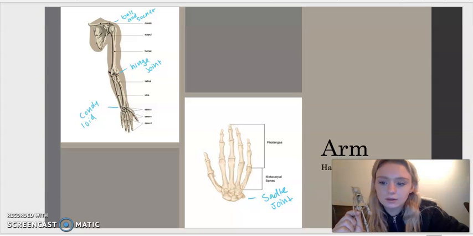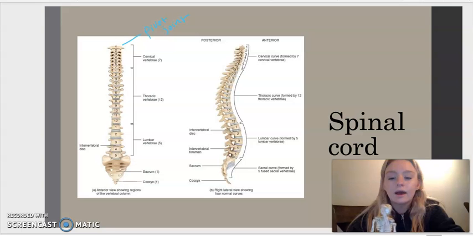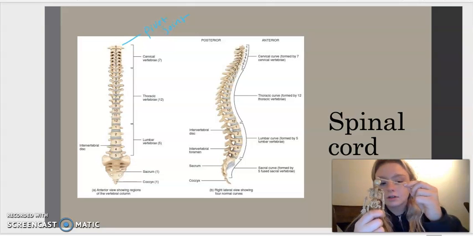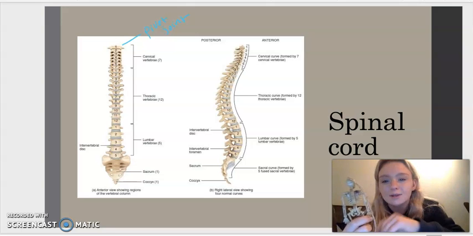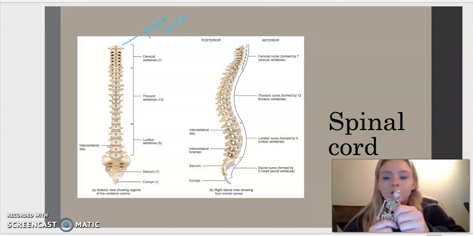Also, sorry, it's not letting me click. There's a spinal cord. Okay. The spinal cord has a good kind of showing of the spinal cord in general, but then you go deeper into it and you're just like, oh, this is so stupid.